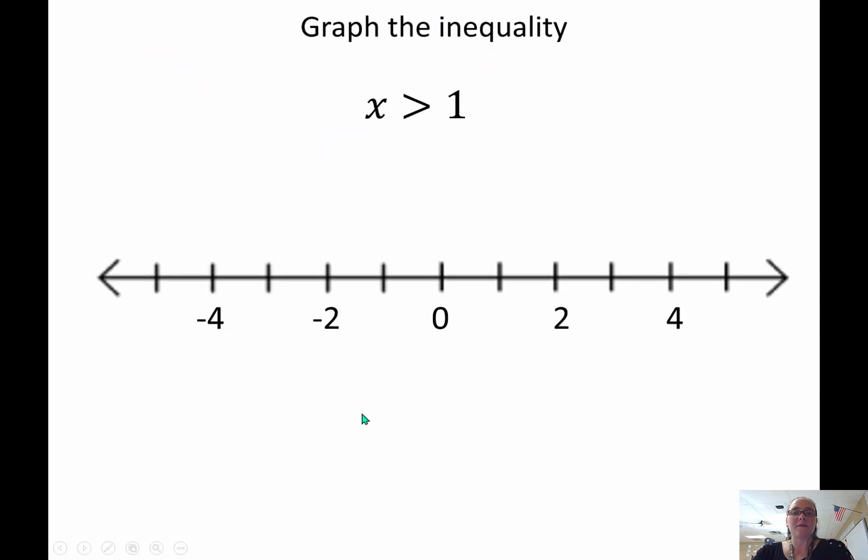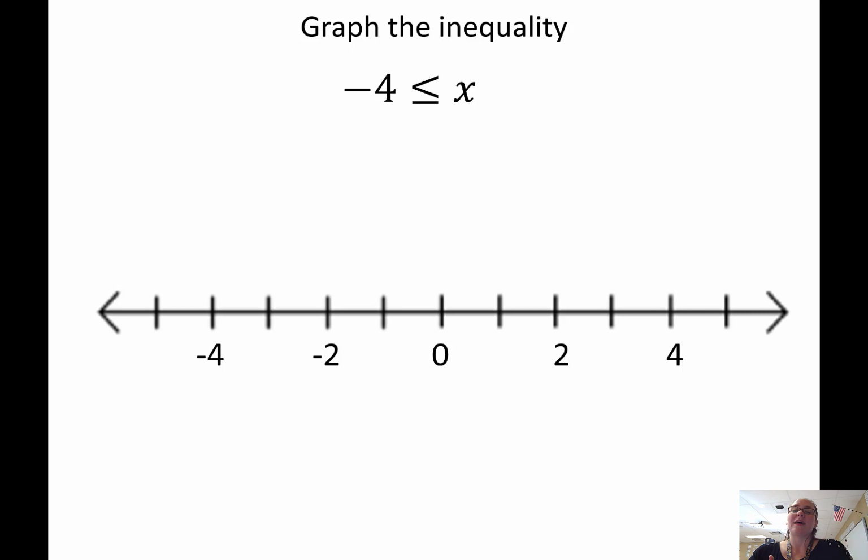All right, so looking at this first one, I've got x is greater than -1. Am I going to have an open or a closed circle? I'm going to have an open. And am I going to shade to the left or to the right? Well, x is greater than, so I'm going to shade to the right side.